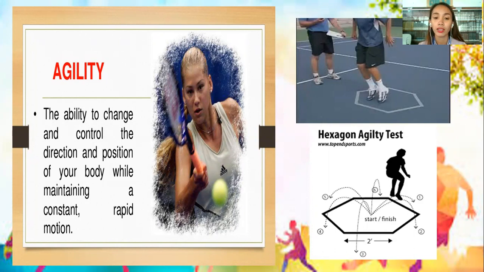Second, on the command go, jump ahead across the line, then back over the same line into the middle of the hexagon. Third, continuing to face forward with feet together, jump over the next side and back into the hexagon.